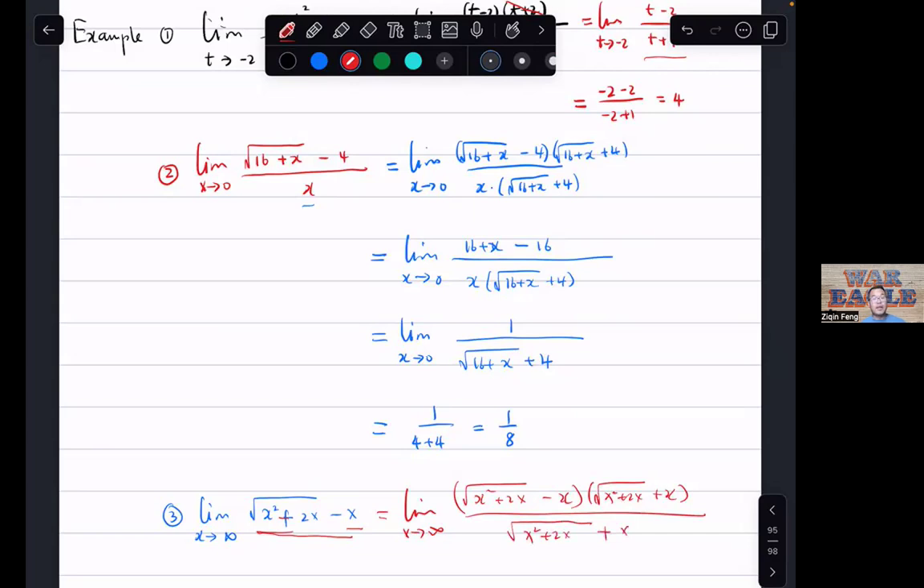So why do we do that? We're good at fractions because we know that 1 over infinity is 0, right? We want to use that fact. So now if you try to simplify the numerator, as x goes to infinity, you get x squared plus 2x, the square of the first term, minus x squared, over sqrt(x squared plus 2x) plus x, right? Simply cancel that x squared.